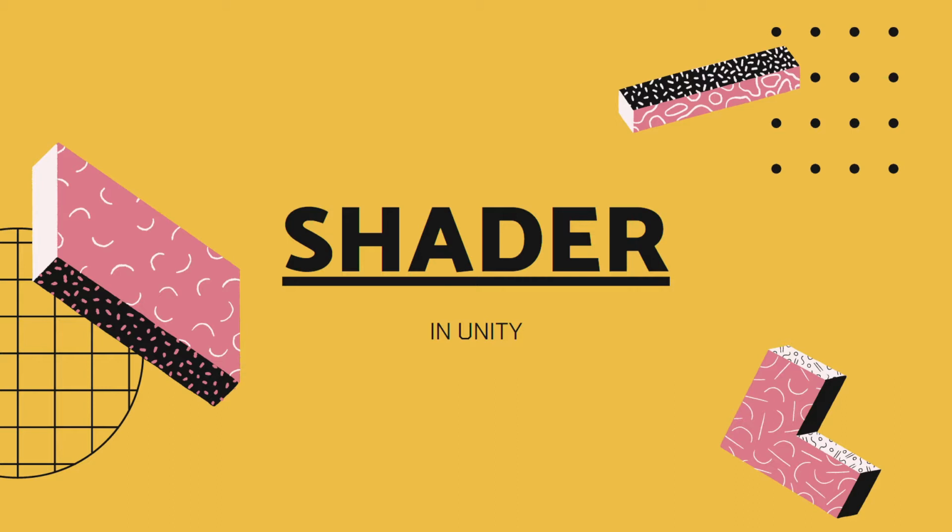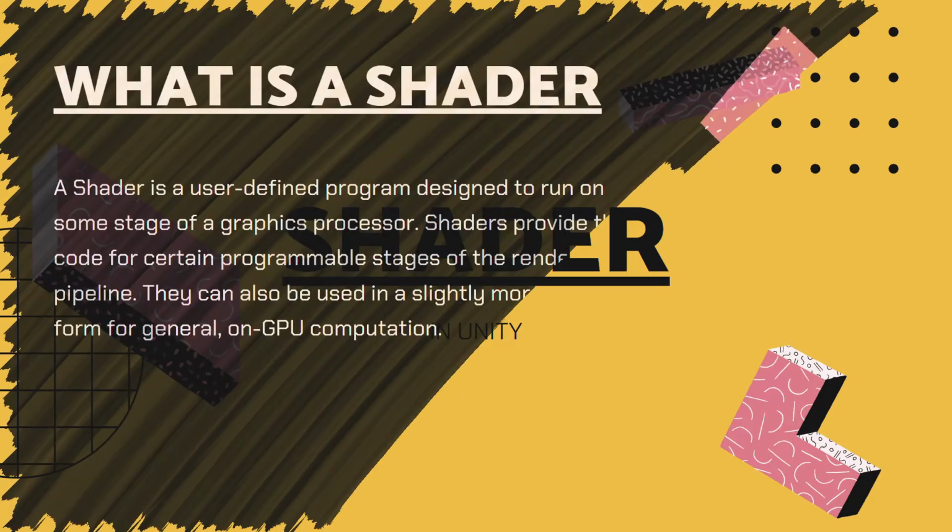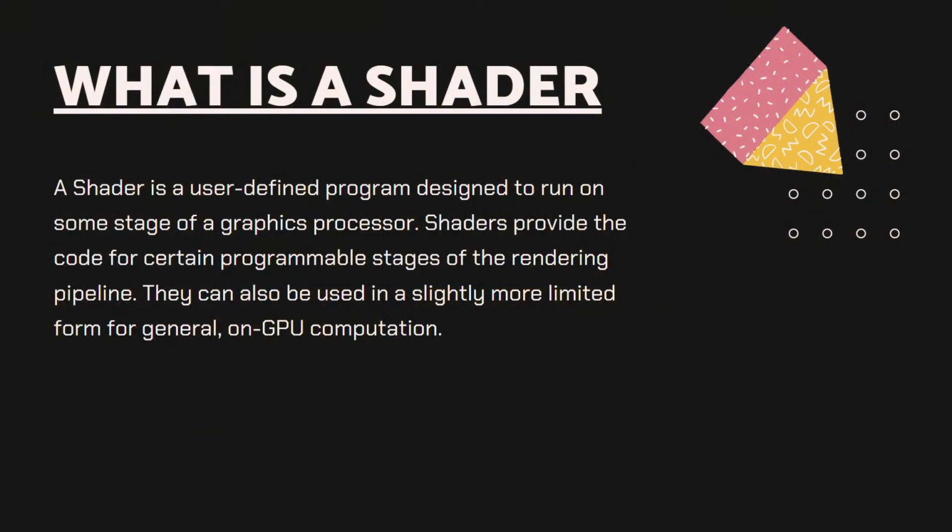Today, I want to introduce you to some graphic technology called shader, but I will talk and teach you in terms of shader in Unity. First, let's talk about what a shader is. Wikipedia said that a shader is a user-defined program designed to run on some state of a graphic processor. Shaders provide the code for certain programmable states of the rendering pipeline. They can also be used in a slightly more limited form for general computation on CPU.